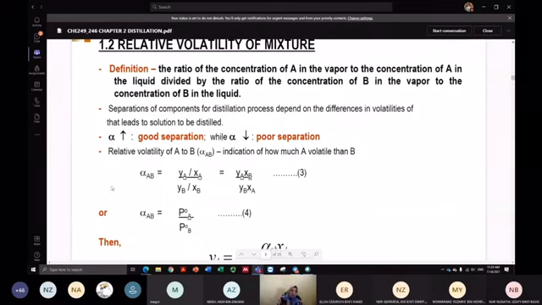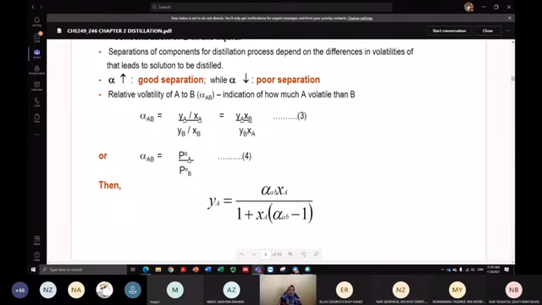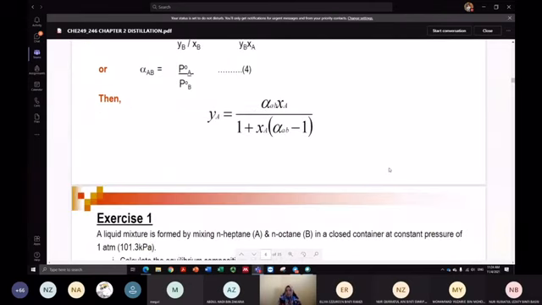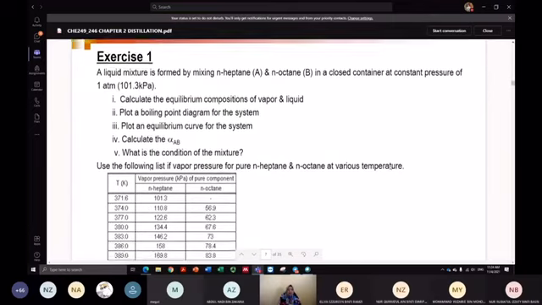If you have a value of alpha greater than 1, can be 1, 2, 3, 3.5, 6, 8, it doesn't matter. If you have a value bigger than 1, you might have a good separation. The higher the value of alpha that you get, the better the separation. So this is the indicator. The value of alpha can act as an indicator.